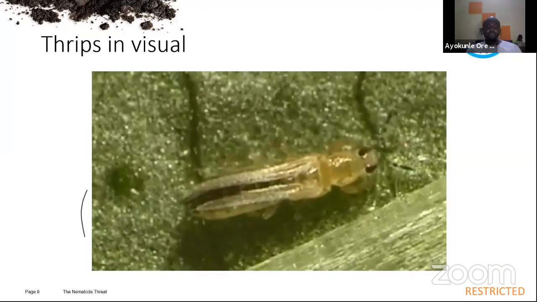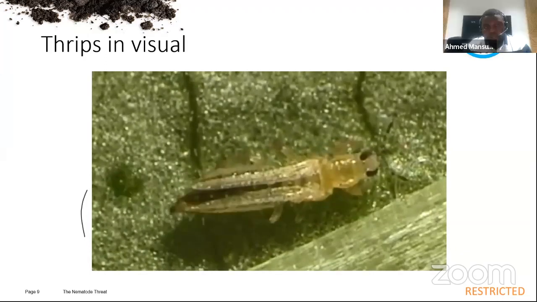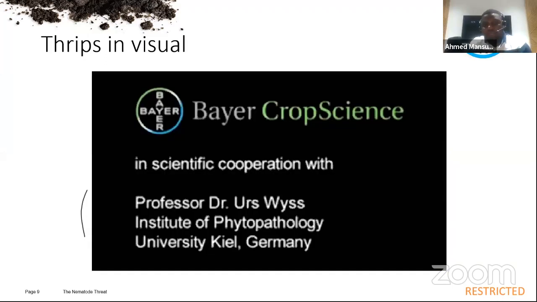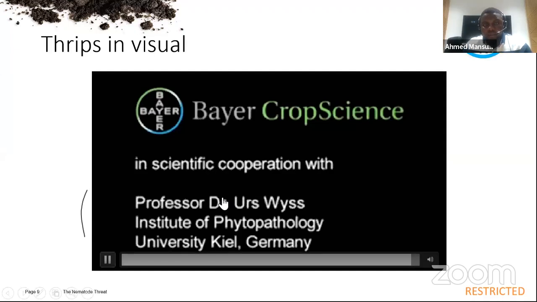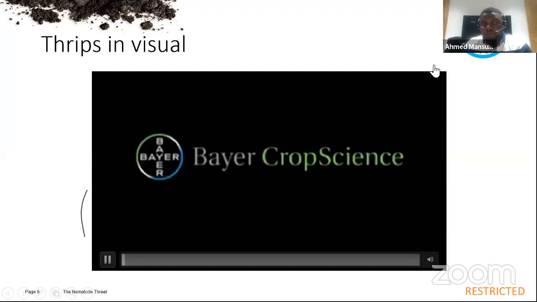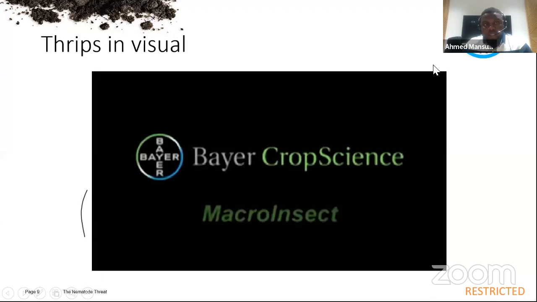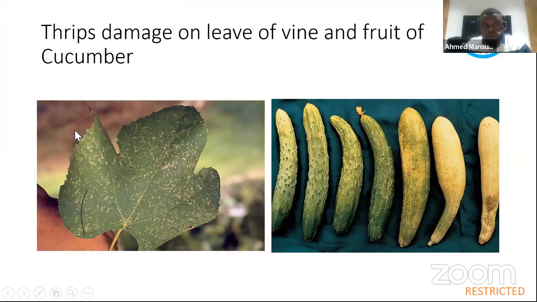You can see the feces as they feed, they drop that. So this is just a short view of what the pest looks like. It will be important for us to know what we are talking about. And these are some symptoms or damage caused by this pest on crops.